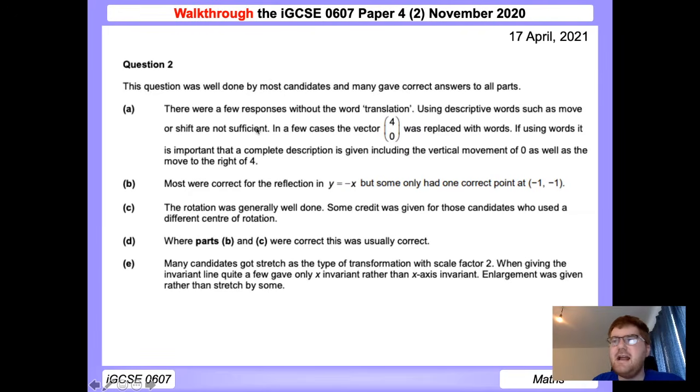Quickly go through the exam review after this exam was done last year. It was well done by most candidates. Yes, you do need to put translation. That's really important. You can't just put move, for example, or shift. Not good enough. Parts B, C, and D were generally done correctly, and many students got the stretch as a type of transformation with scale factor 2, but finding that invariant line is the discriminator question between an A and an A star. So do make sure you know it.